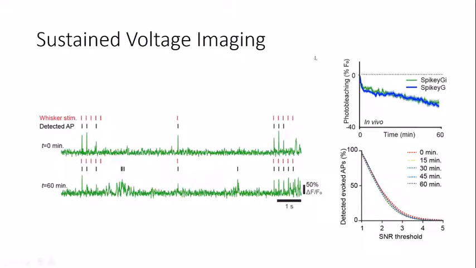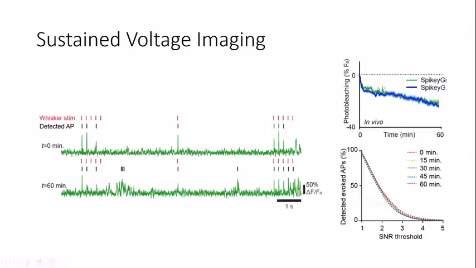The way that we're looking at the photobleaching is that we're doing 9 seconds of imaging and 4 seconds of rest, which is a very typical length of imaging that we normally use in our lab for task-related behavior experiments. So nine seconds of imaging, 4 seconds rest, and we just let it run for 60 minutes.